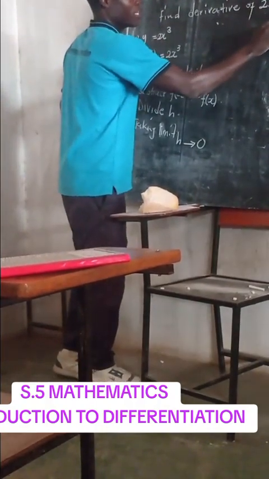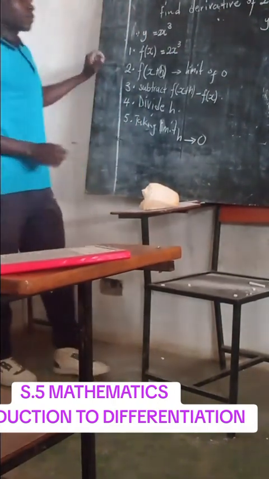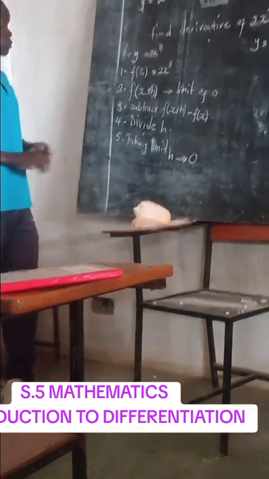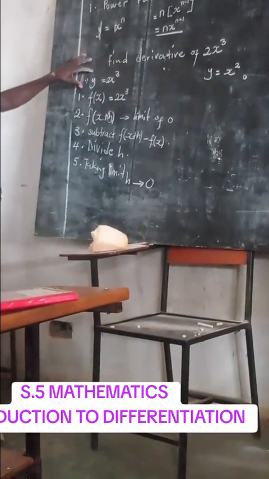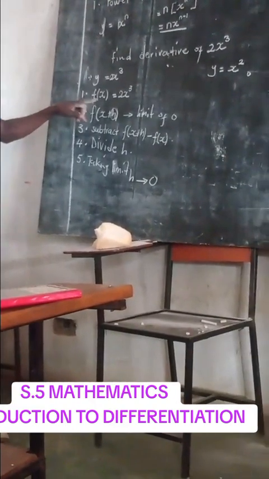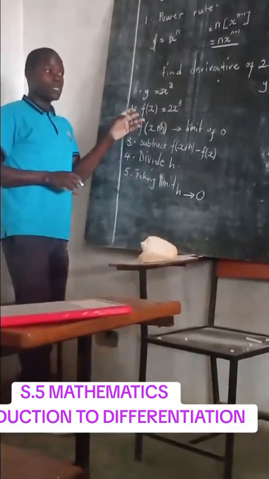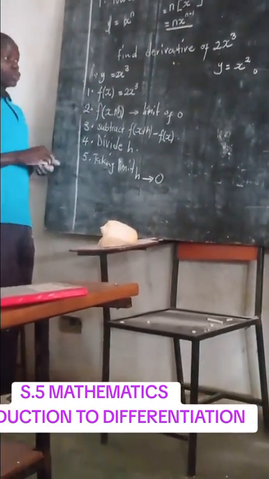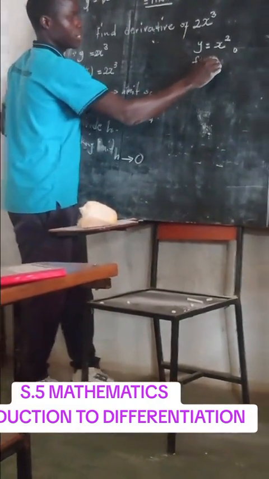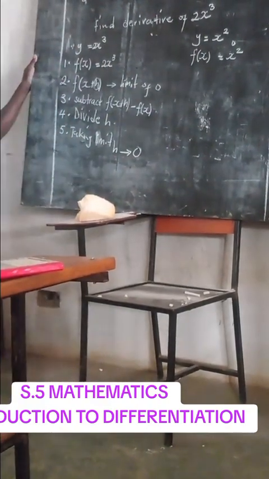Now, an example here. Use the first principle method to find the derivative of the function f. Meaning that this is the original function. So meaning we have a function of x equal to x squared.